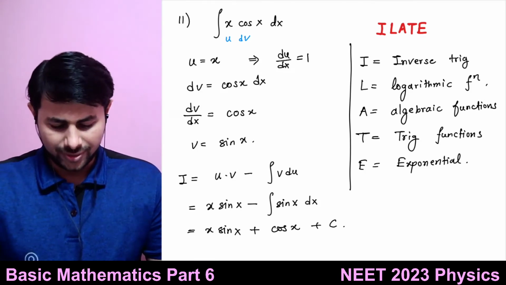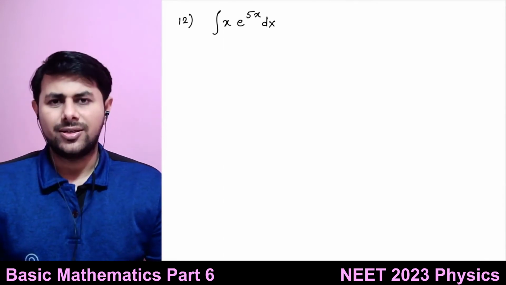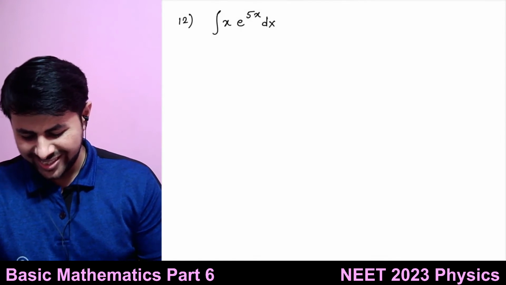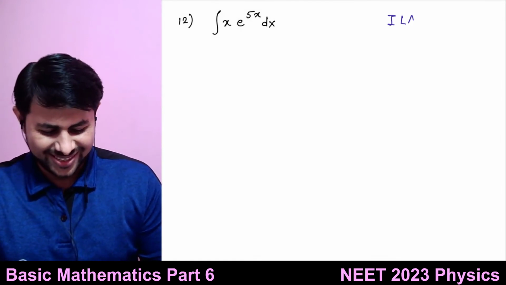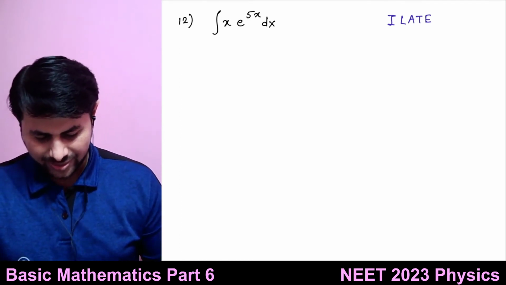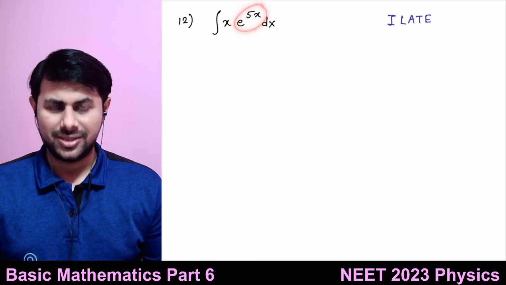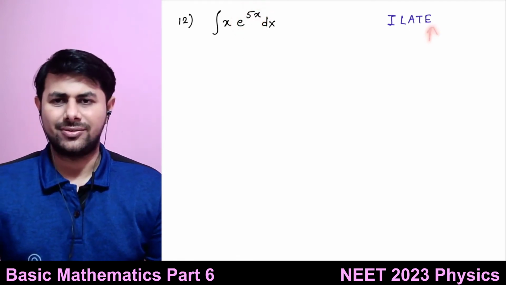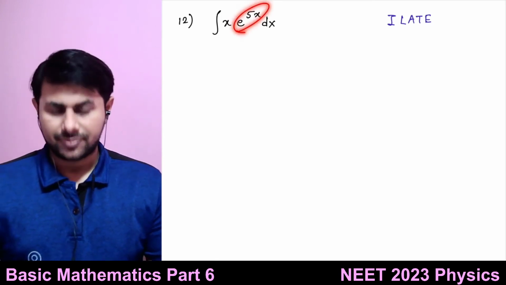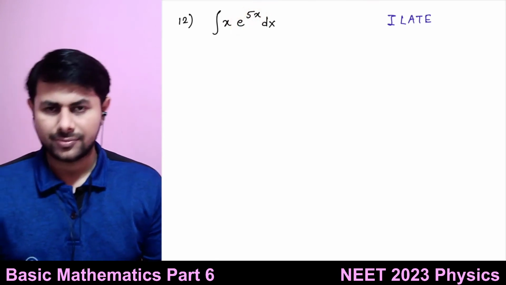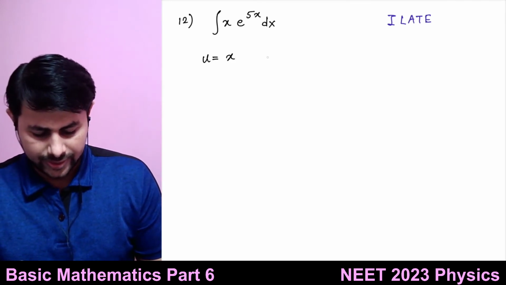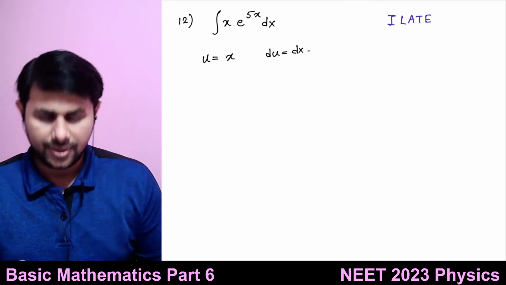Yes, sir. Okay. Tell me this one. What is my rule? ILATE. Now where is the exponential in this? This is exponential. So now tell me, what is u? U is equal to x. So du equals dx.